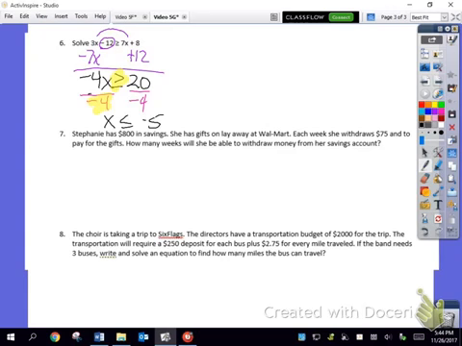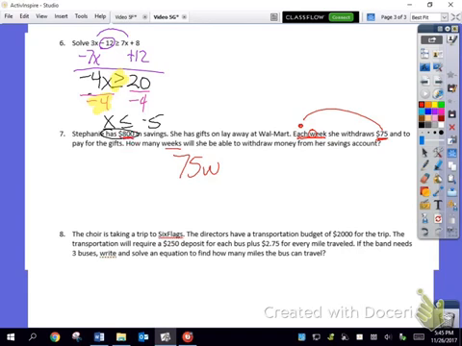On number 7, Stephanie has $800 in savings, okay? So this is what she has, is $800. She has gifts on layaway at Walmart. Each week, so this is times day, each week she withdraws 75. So the 75 is each week, so 75W, and pays for the gift. Now, how many weeks can she withdraw money? Okay, she can do that until she spends the 800.